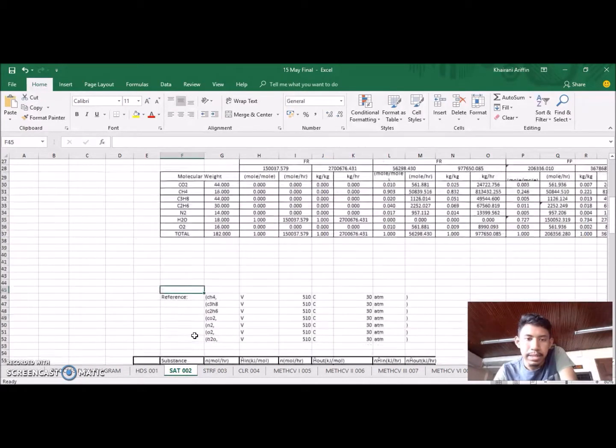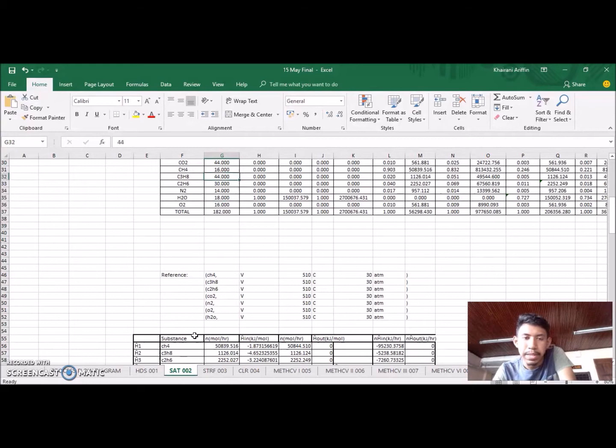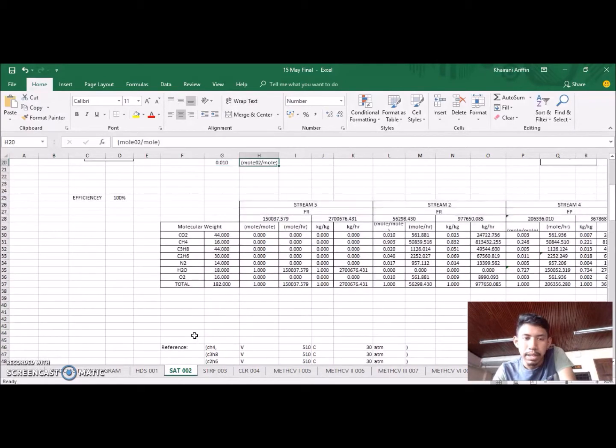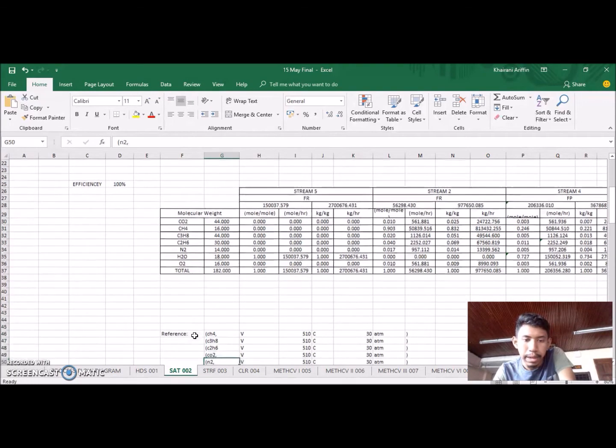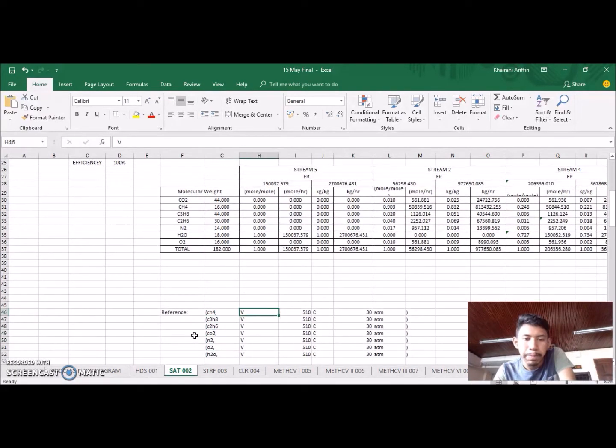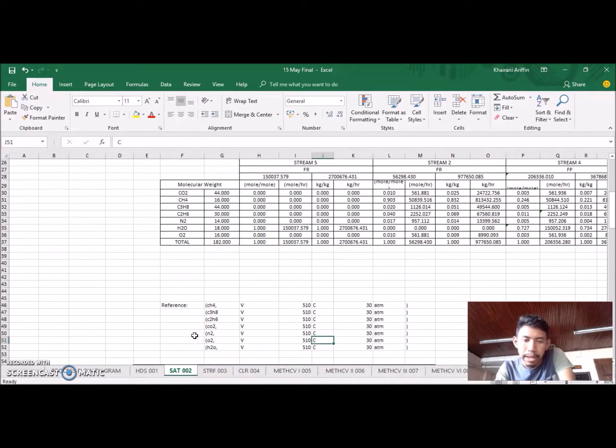So this is the material balance for last sem. Then we have the reference for each component: CH4 at vapor, C3H8 at vapor, C2H6 at vapor, CO2, N2, O2 and H2O all at vapor. And the temperature we choose as reference is 510 degrees Celsius and 30 atm, since this reactor is non-reactive.